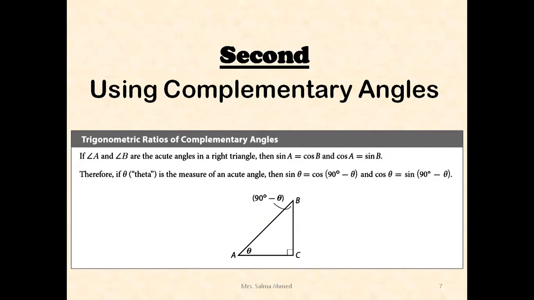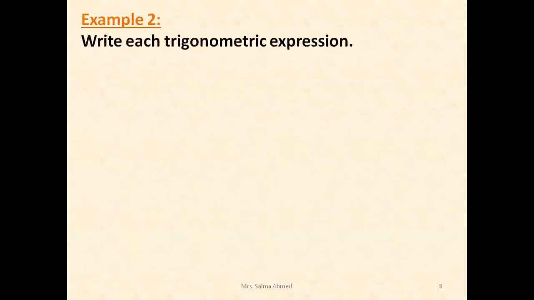So theta here is the measure of an acute angle, then sine theta is equal to the cosine of the complementary angle, which is 90 minus theta. And cosine theta is equal to the sine of the complementary angle, which is 90 minus theta. Okay, let's take an example to illustrate this.